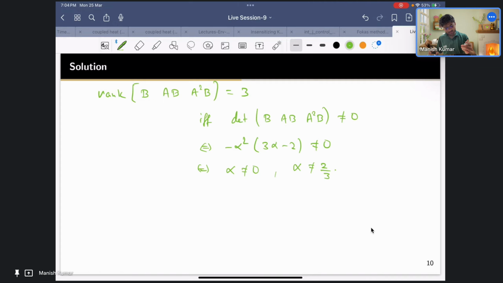Okay, so if such things happen, then finding such k can be possible. So the conclusion is that finding the desired k is possible if alpha belongs to R minus {0, 2 by 3}. If alpha belongs to outside these two values, then you will have the existence of k. Okay, so this was an easy check.